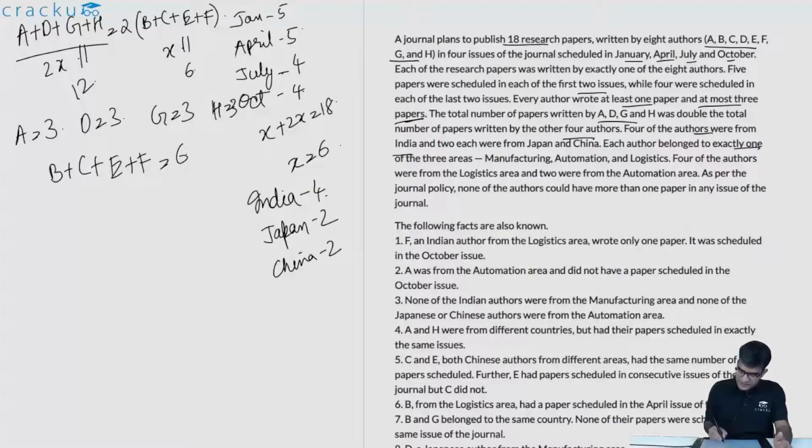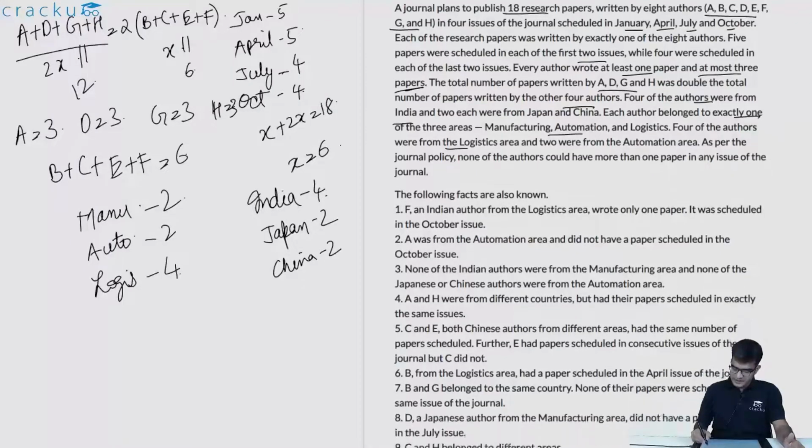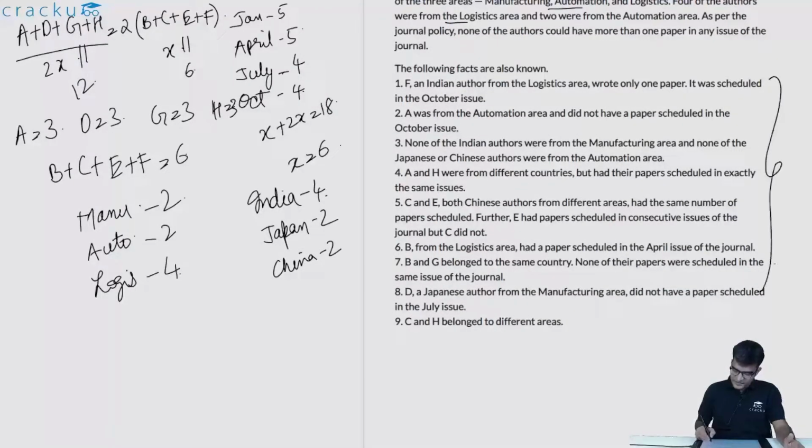We are also told that each of these authors and each of these papers has to belong to one of the 3 areas. One of the areas is manufacturing, one is automation, and one is logistics. We are told that there are 4 people in logistics and 2 in automation, so this would imply that the remaining 2 are in manufacturing. In addition to that, we have been given some clues.